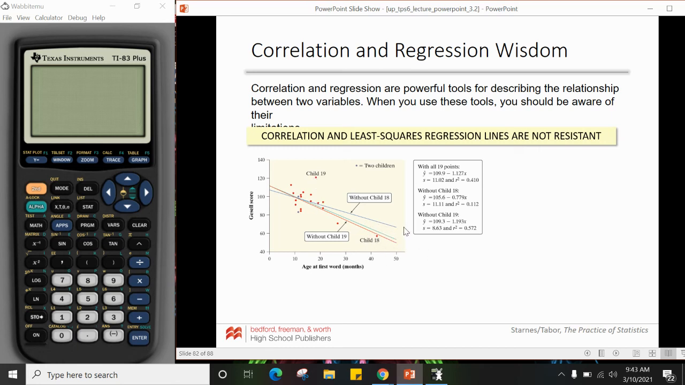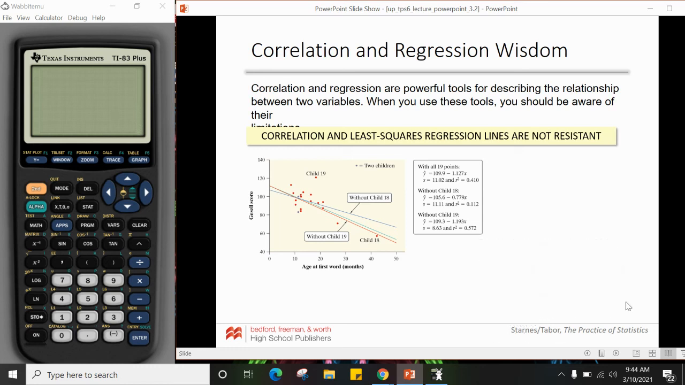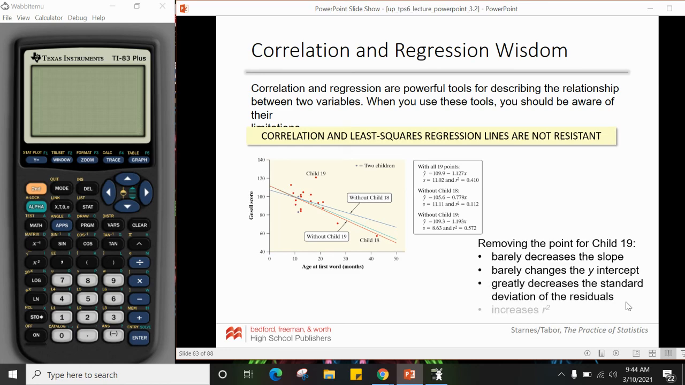Just because it changes the line doesn't mean 18 is an outlier. It just means it's an influential point. It's a high leverage point and it's an influential point because it influenced this line quite a bit. 19, on the other hand, if you took that away, the red and the green lines look very, very similar. So 19 is not an influential point, but it is an outlier because it has such a large residual. This is all stuff that I was talking about as we went through.